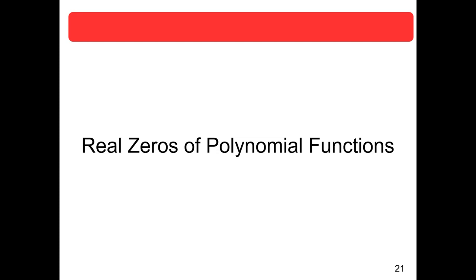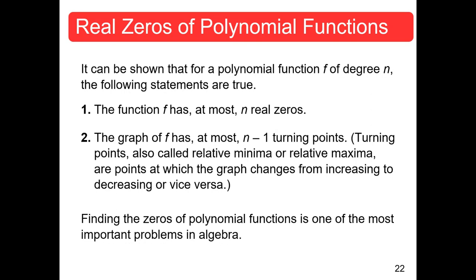This is section 3.2, and we're looking at real zeros of polynomial functions. So if you're looking at a function and you want to know how many zeros it has, it's based on the degree of the function. For instance, if I have x to the third as my leading term, I can have up to 3 real zeros. Now, I could have anything less than that as well. I could have 2 real zeros, 1 real zero, but it has at most 3 real zeros.